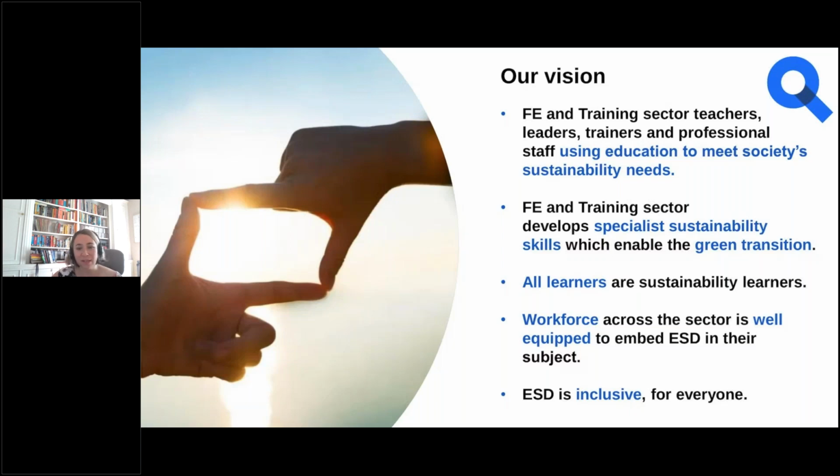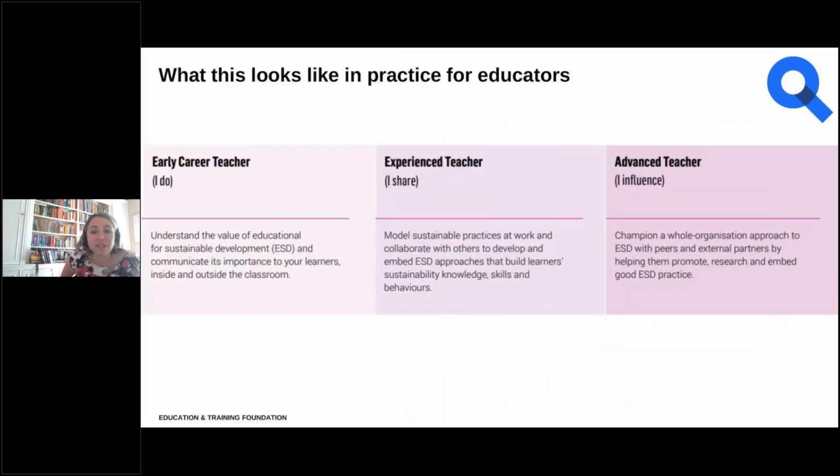And so to achieve that, we want to make sure that the workforce across the sector is well equipped, both in terms of their knowledge, but also their capacity, like how much resource is given to this, to embed ESD well in their subject. And we want to make sure that ESD is inclusive for everybody, for all learners as well. And I want to just go back to that professional standard to say, well, what does this actually look like in practice? This is all very well and good saying, you know, all learners should be sustainability learners, but what does this mean from an educator perspective? What does this mean from a curriculum perspective?